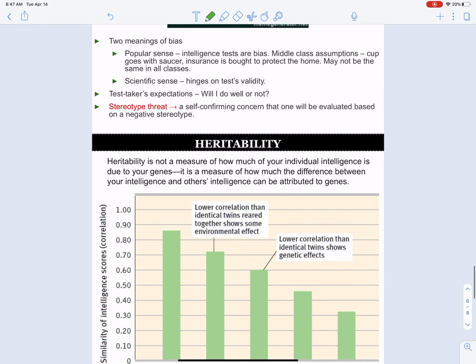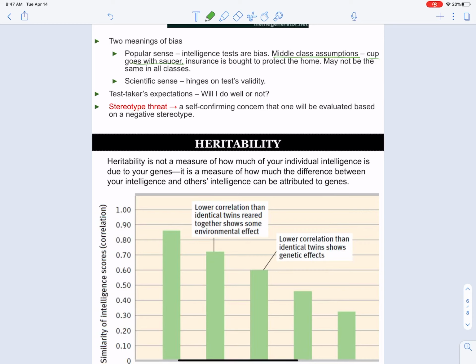Okay, so back to the bias, I just wanted to bring up two more examples. So when we're talking about the intelligence testing, we have some middle class assumptions that a cup goes with a saucer. So if you are looking at a picture and the child is supposed to identify the saucer that's underneath the cup, they may not be familiar with that term if they haven't had the experience with that type of setup in their kitchen or their dining room.